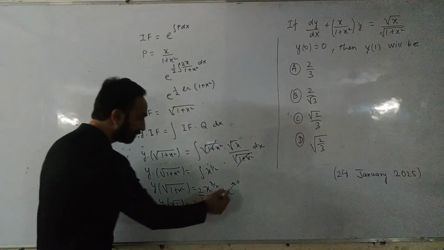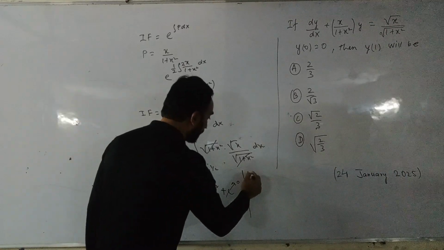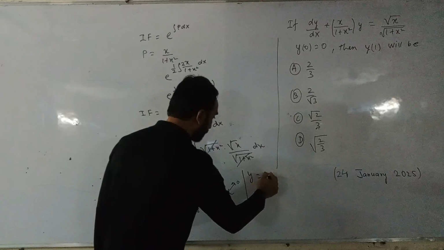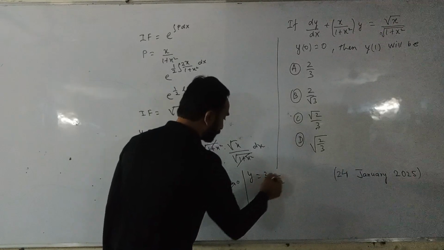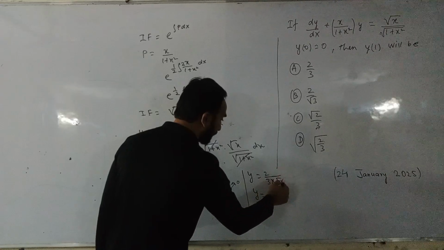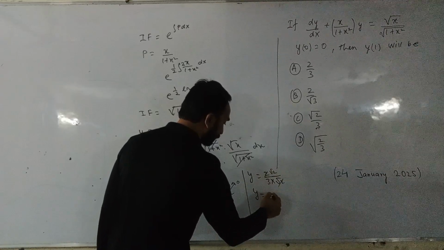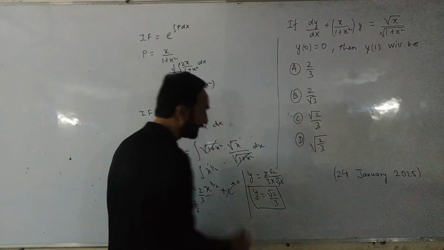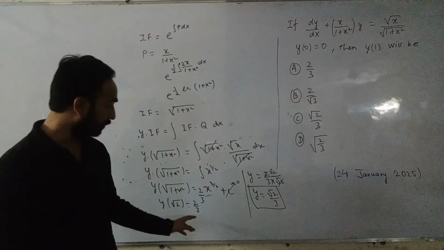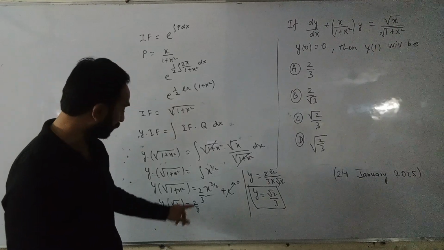Now this root 2 will come over, I am doing the rest of the part here. y is equal to 2/3 divided by √2, and 2 and √2 simplify, so finally we get y equal to √2/3. I hope you got this concept.